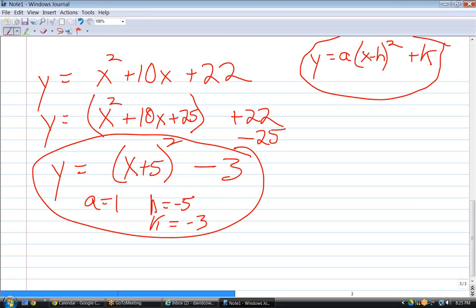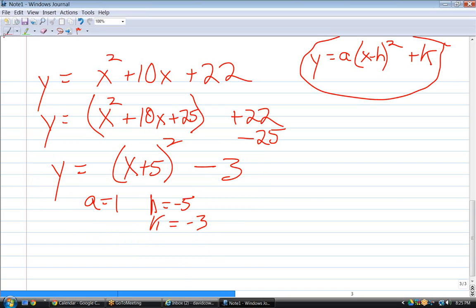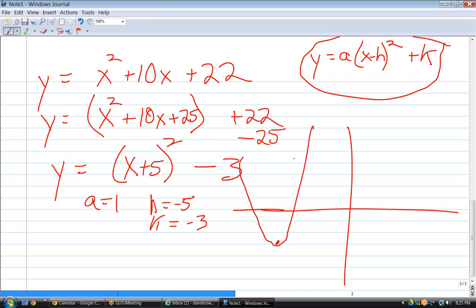Not that we have to list that, but once you get it into vertex format, like we just did, it becomes much easier to graph. If I want to graph that, I know exactly where to start: at the vertex, (-5, -3). I know it opens up because it's got a positive coefficient, so it looks something like that, which is pretty good. I didn't draw 3 points of the parabola, but I know where the vertex is. That's the most important point.